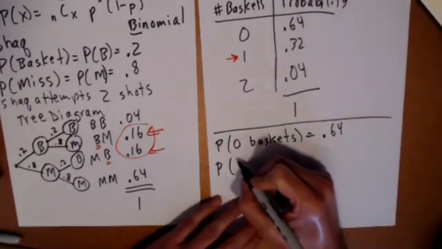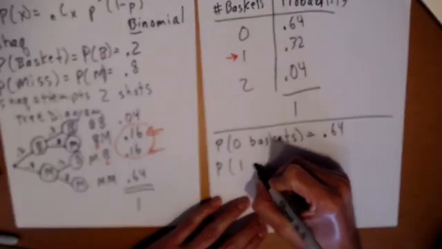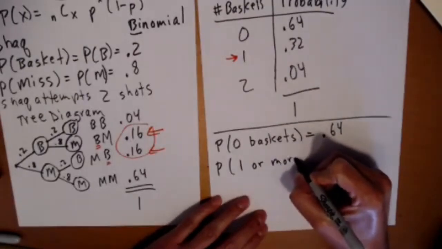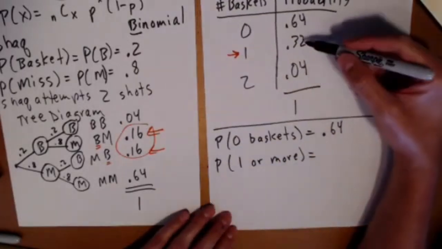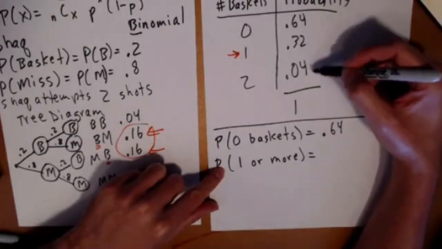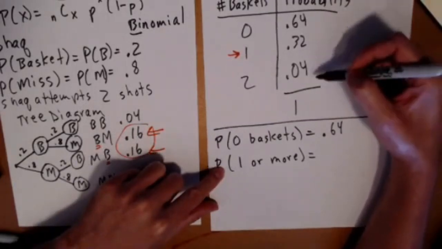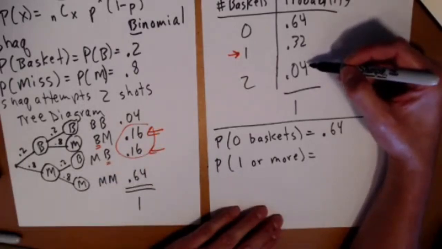What if they got tricky? So instead of 0 baskets, they said something like 1 or more. So that's the 0.32. That's 1. So it's these two cases. So sometimes they get a little fancy. You could add those two together, or you could say 1 or more.